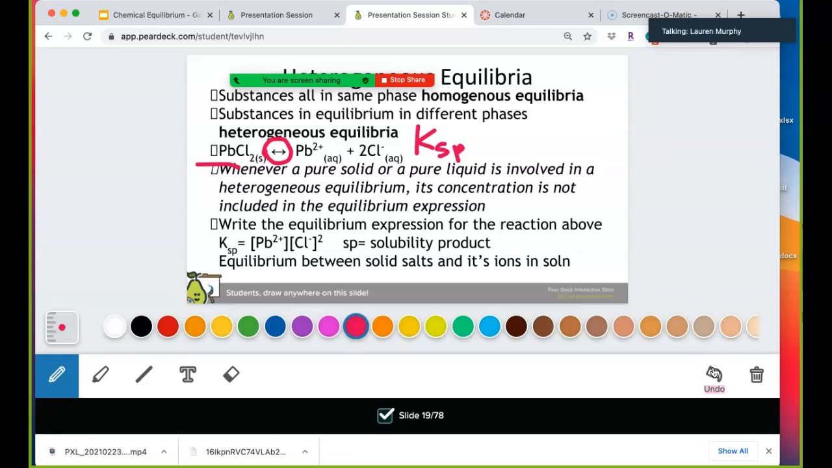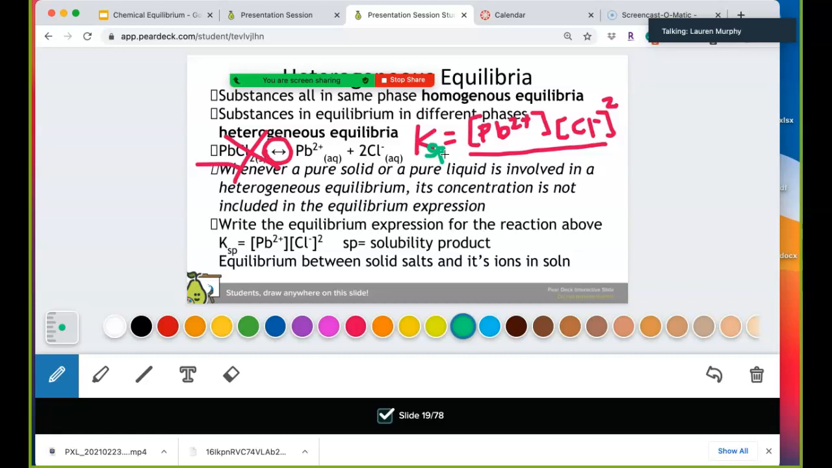So if I were to write an equilibrium expression for this equilibrium reaction, it'd be K equals products. So I have lead ion, right, as one of my products. And I have chloride ion. And you've got to put that 2 up top. So products divided by nothing. This is it. You do not include solids in your equilibrium expression. And again, they would likely reference this as a KSP value because we're talking about a salt that is not very soluble.